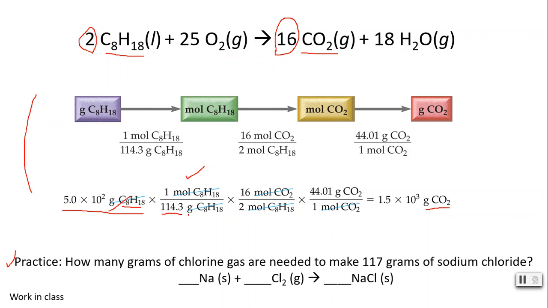Doing that, my gram units cancel. I'm left with the moles of C8H18 in the numerator. Now I'm at the point where I can use those coefficients of the balanced chemical equation to relate moles of one thing to moles of another.